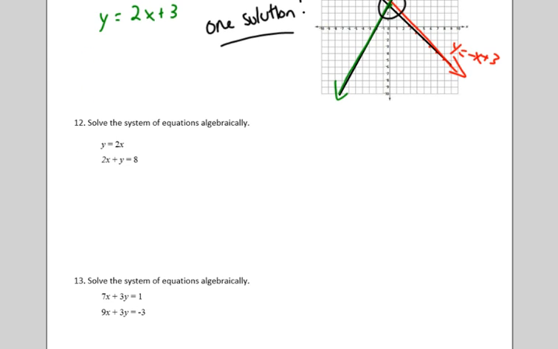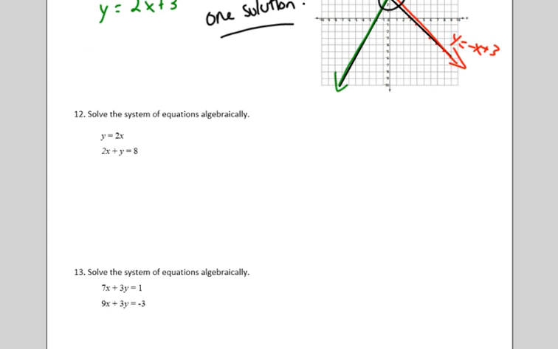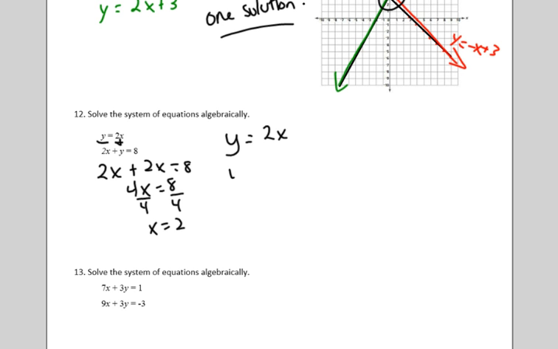Solve the system of equations algebraically. I'm going to use substitution because it's already solved for one of the variables. So I'm going to take out y and plug in 2x. So 2x plus 2x equals 8. I add those together, I get 4x equals 8. Divide by 4, x is 2. I plug 2 into one of the equations. I'm going to use the first one because it's a little easier. So y equals 2 times 2. So I get x equals 2 and y equals 4.